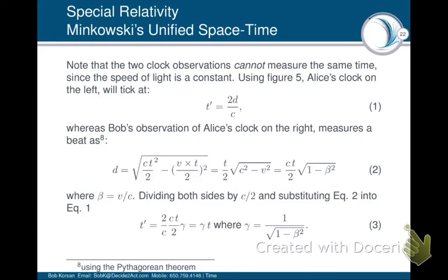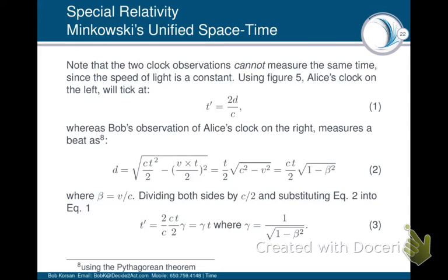What happens? Obviously, Alice's clock is pretty straightforward. We have a photon that goes up and back. Each distance is 2d. The speed of light is a constant. It's called c. So Alice's clock on the left ticks at 2d divided by c.